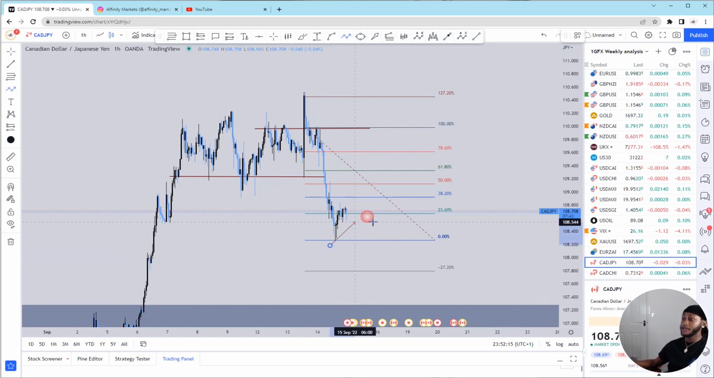So we can either move back into our 23, but however, my first entry point before we actually head lower on my Fibonacci is always my 38.20. That will be my number one entry point. However, the market doesn't always have to respect the 38.20, but that's where I like to enter first.